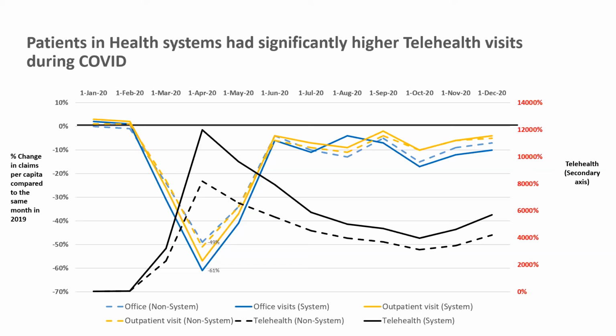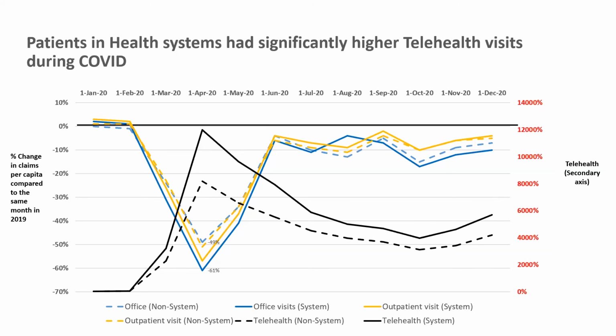The black lines show you that telehealth went up for everybody. You read this off the right chart. It went up for everybody, but it went up a lot more and stayed higher for patients in health systems. So in terms of the utilization of care, that's the one that I think is probably the most interesting here. I don't understand the SNF one yet, but I think it's interesting.